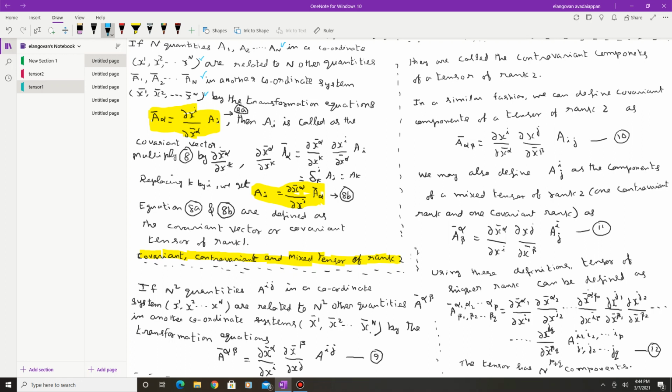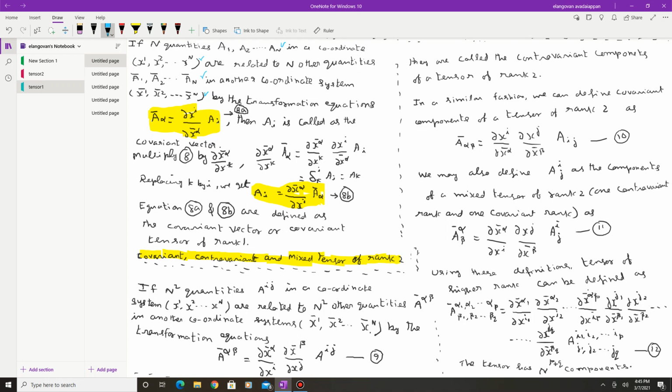And if these two sets of quantities, the unbarred quantities, are related to the barred coordinates by the transformation a alpha bar equal to partial dxi by partial dx alpha bar times ai. In the previous case, the transformation was partial dx alpha bar by partial dxi. But here, if the transformation is of this form, partial dxi by partial dx alpha bar ai, then this ai is called a covariant vector or covariant tensor of rank 1. So equation 8a is the definition for the covariant vector.